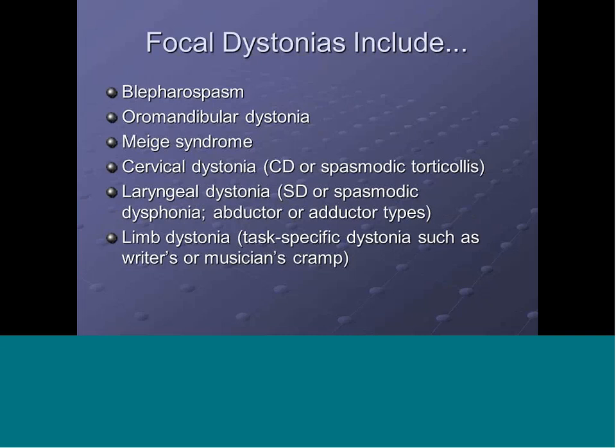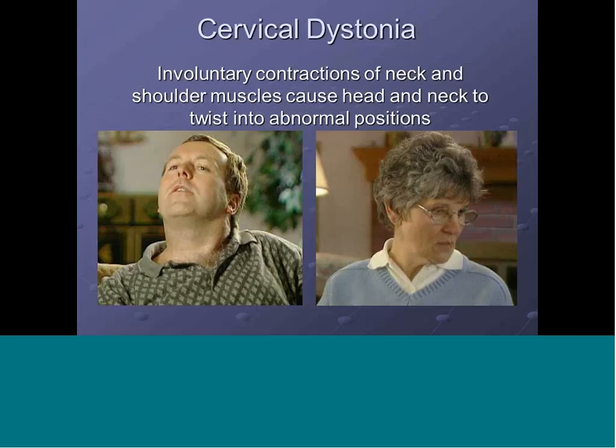So focal dystonias include blepharospasm, oromandibular dystonia, Meige or Marsh syndrome, cervical dystonia, laryngeal dystonia, which is spasmodic dysphonia, two varieties of that, abductor or adductor types, more common being adductor type. And then limb dystonia, which is task-specific dystonia such as writer's cramp or musician's cramp.